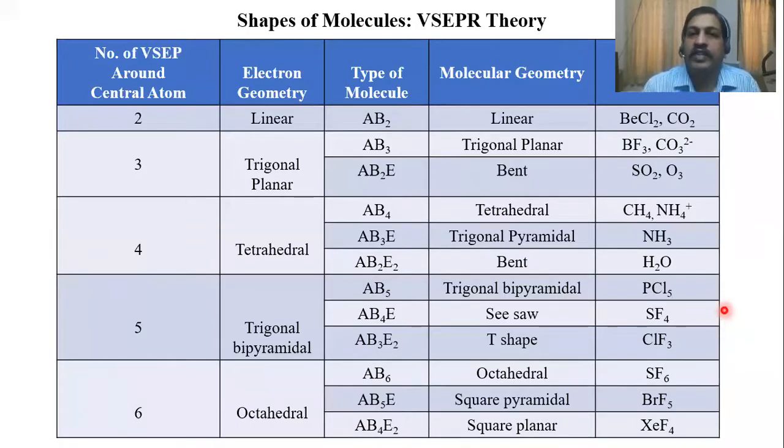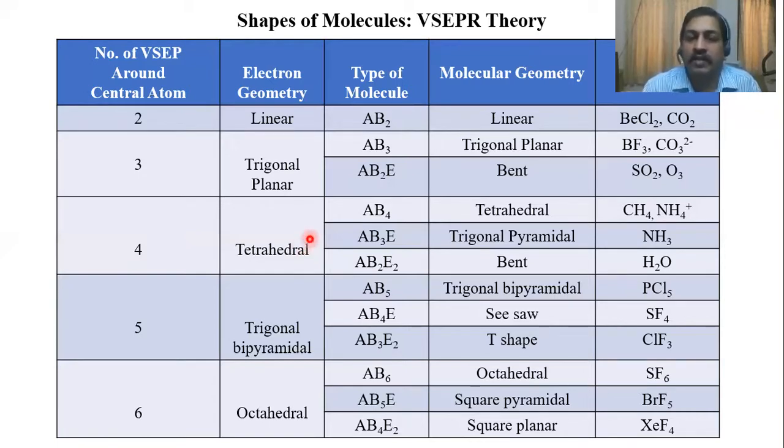So we saw how VSEPR theory predicts the shapes of different types of molecules, and we observed that for a given number of valence shell electron pairs around the central atom, the electron geometry is fixed. For example, if the number of valence shell electron pairs around the central atom is 4, the electron geometry is tetrahedral, whether it is AB4 type or AB3E type or AB2E2 type. The electron geometry is same, it is tetrahedral.